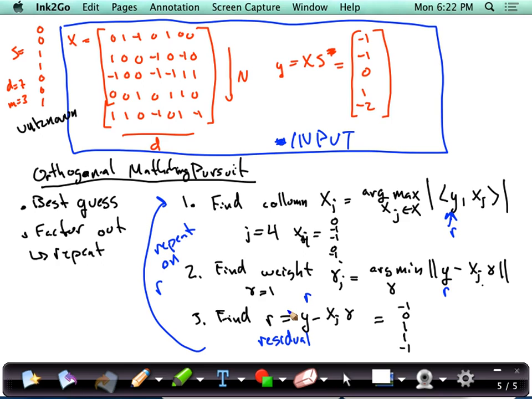So it's pretty simple. You find one explanation at a time and you factor that out. It's called orthogonal because every time you do this, your explanation is orthogonal. It's a completely different explanation than everything that came before.